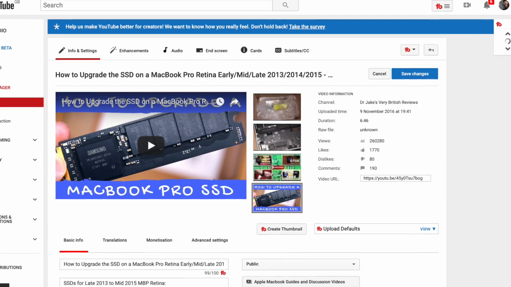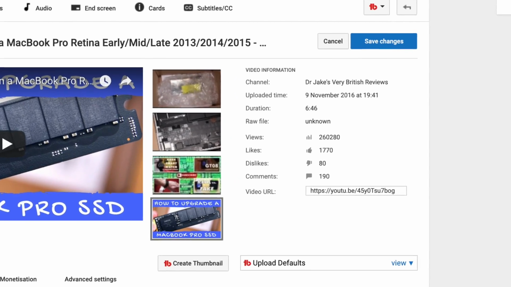Here we have how to upgrade the solid-state drive on a MacBook Pro. 260,000 views. This video has made a lot of money in affiliate sales, as I've talked about in the past, and the reason this video does well is because it provides a method or a technique of doing something. So if you are looking to upgrade the solid-state drive in your MacBook Pro, which a lot of people are, because let's face it, we all buy the smaller hard drive because it's cheaper and then realise that we wish we'd bought the bigger one. So this video provides a solution to that problem by telling you how to upgrade your hard drive. So that's why this video was useful.